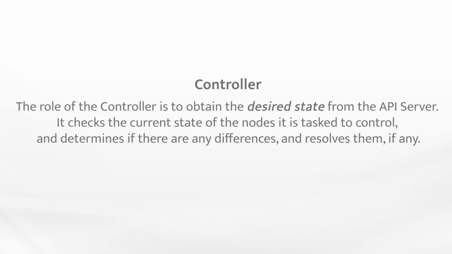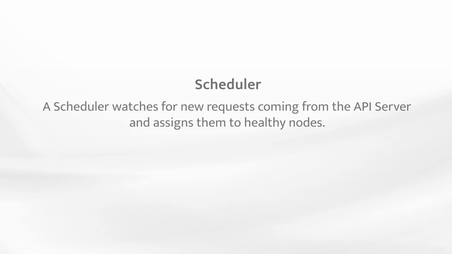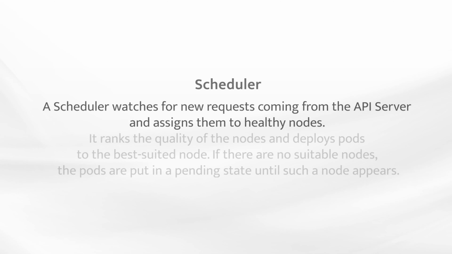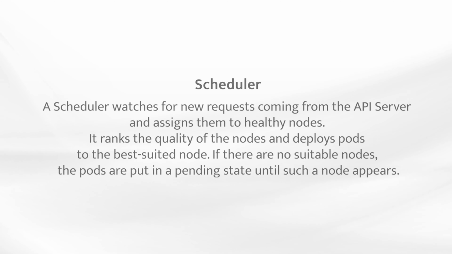Scheduler. A scheduler watches for the new requests coming from the API server and assigns them to the healthy nodes. It ranks the quality of the nodes and deploys pods to the best suited node. If there are no suitable nodes, the pods are put in a pending state until such a node appears.